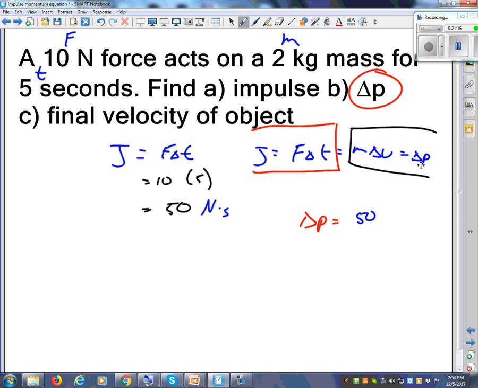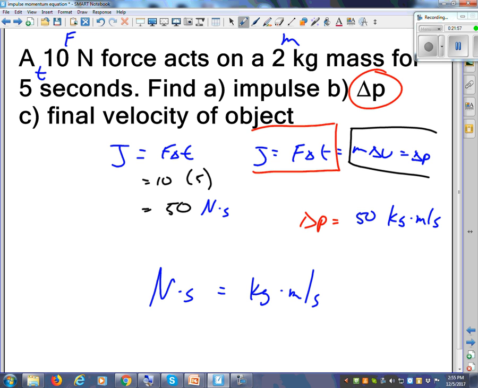Now, here's the next question. Isn't the unit for momentum something different than Newton seconds? Yes. It's kilogram meters per second. So oddly enough, and you might want to write this in a different color or differentiate it somehow because we're talking units here, a Newton second is equal to a kilogram meter per second.